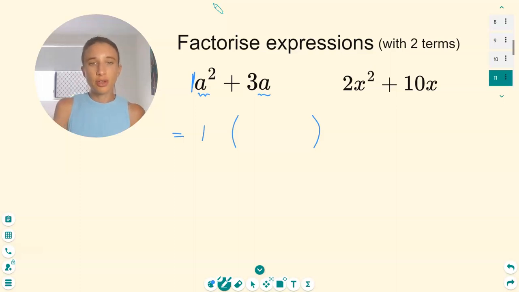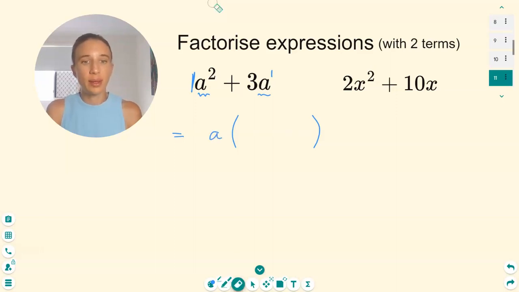Now the common factor of the variables is going to be the variable with the lowest power. Okay. And that's a. I'm going to get rid of that 1 there because we don't need to write it with algebra. That might seem a little bit weird now, but we can always just test it by multiplying it out.